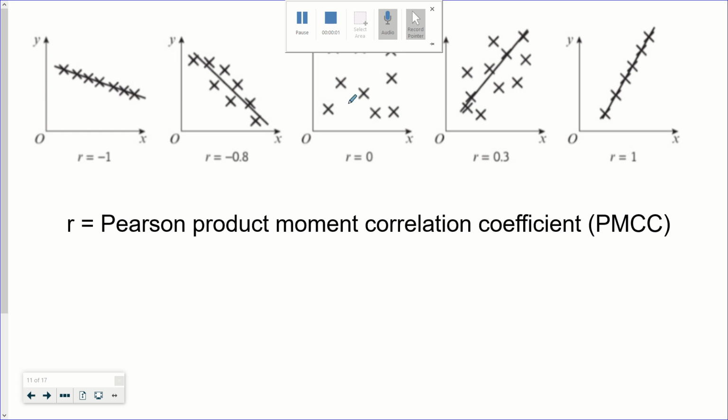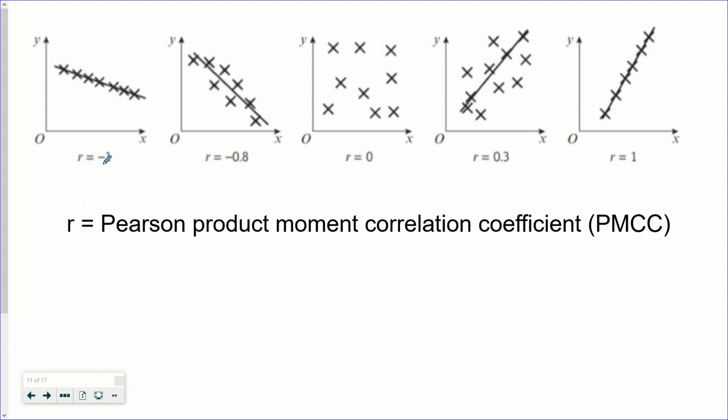In this lesson, we're going to look at something called the Pearson Product Moment Correlation Coefficient, or PMCC for short. The PMCC measures how strong a correlation is in a scatter graph, or how strong the correlation is between two variables. So in this scatter graph, R equals -1.